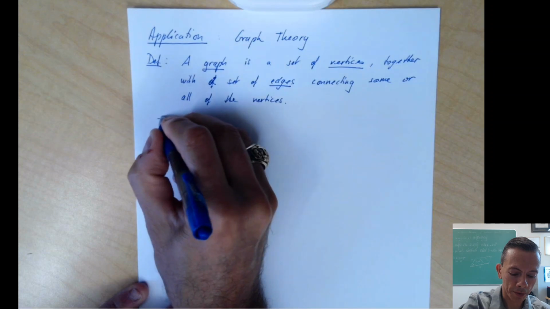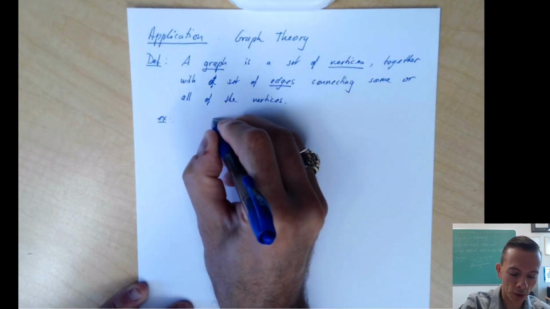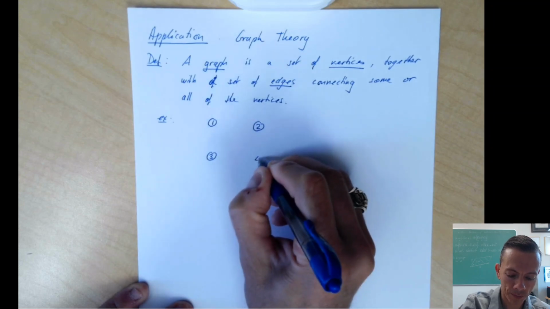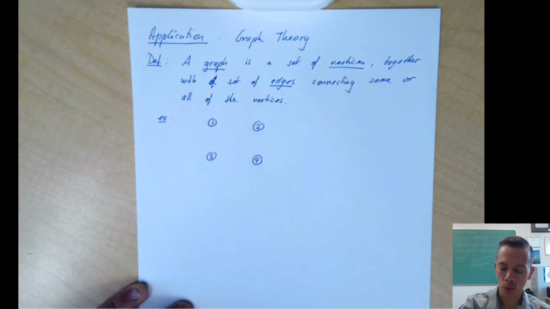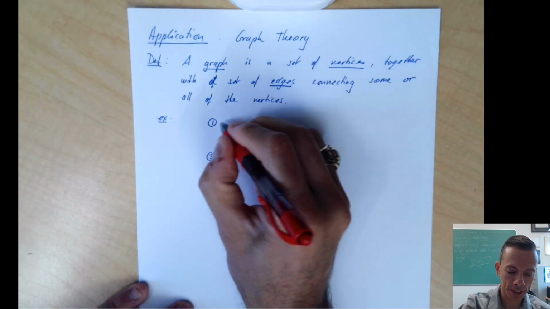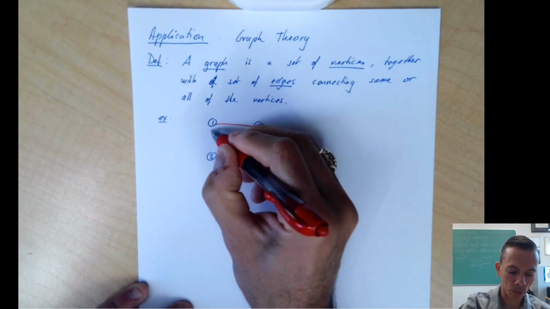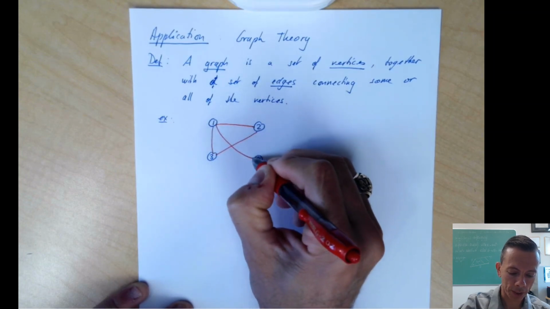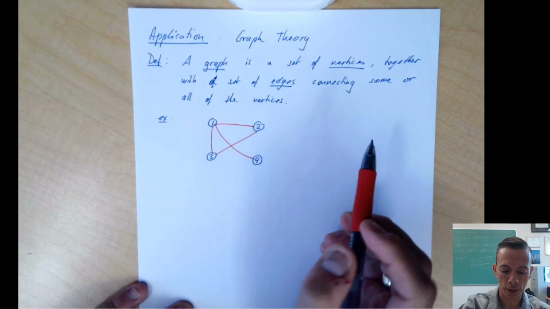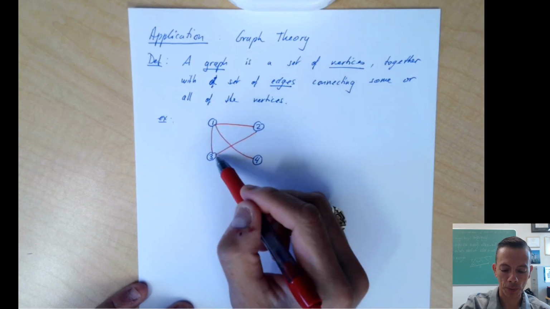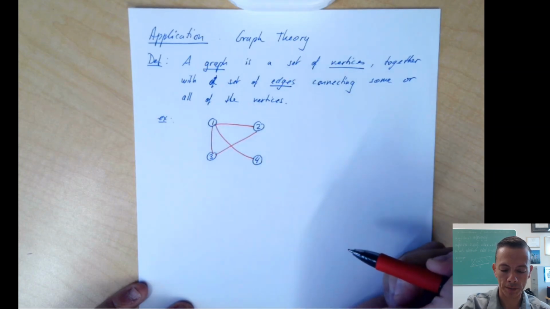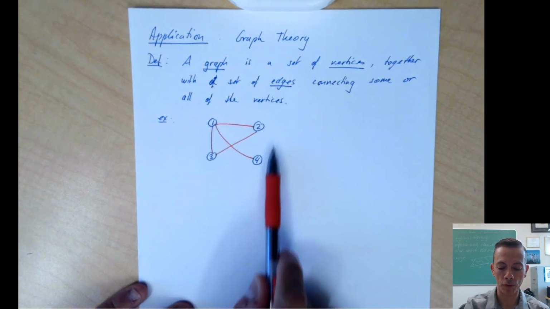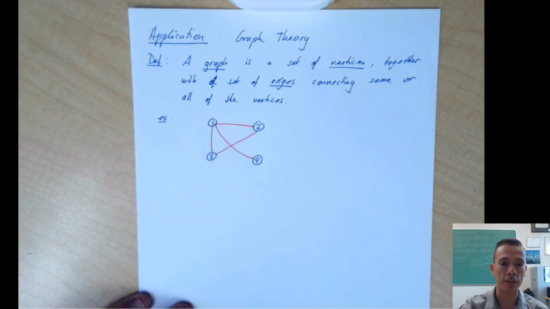So here's an example of a graph. This graph has 4 vertices that I'm going to label 1, 2, 3, and 4. And I'm going to put 4 edges, one right here, one right here, one right here, and one right here. So this means that 1 and 2 are connected by this edge, 1 and 3 are connected, 2 and 3 are connected, 1 and 4 are connected. 2 and 4, and 3 and 4 are not connected because there are no edges. So 4 vertices, 4 edges, this is all that a graph means.